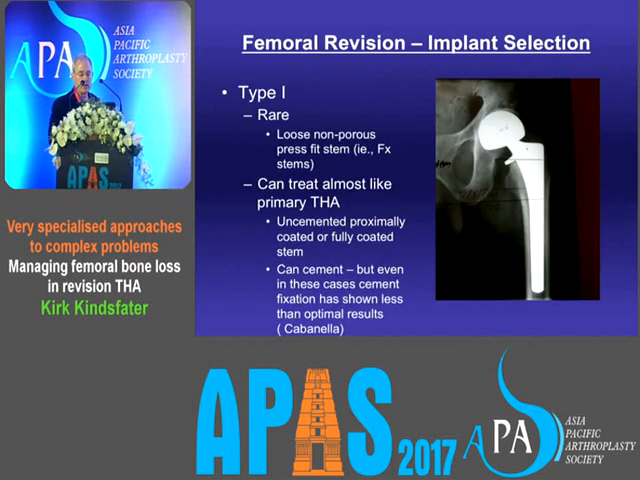So type 1, these are rare actually. This is just a loose grit blasted stem that somebody put in for a fracture and it never got ongrowth. And you can treat that like a primary hip. Basically, you can do almost whatever you want. You can even cement it.